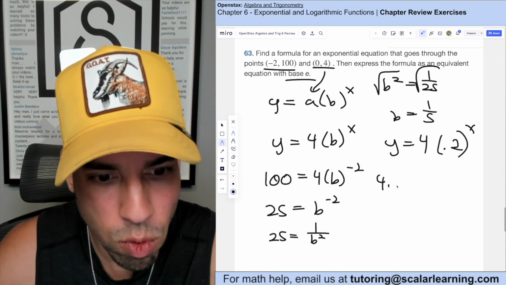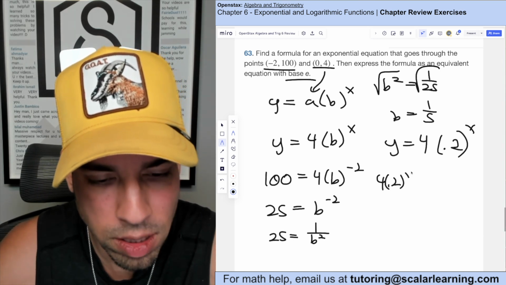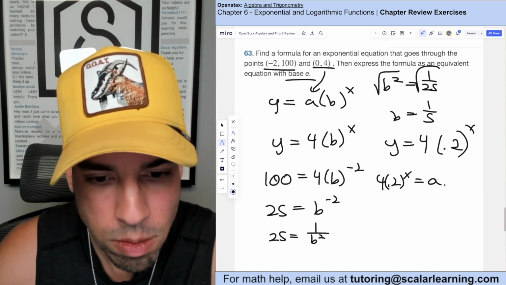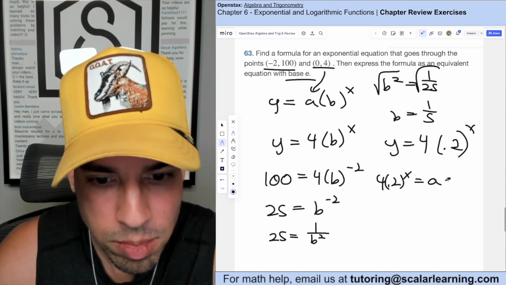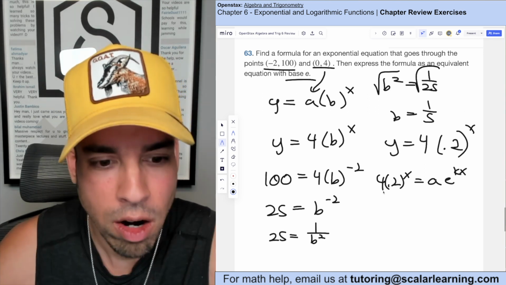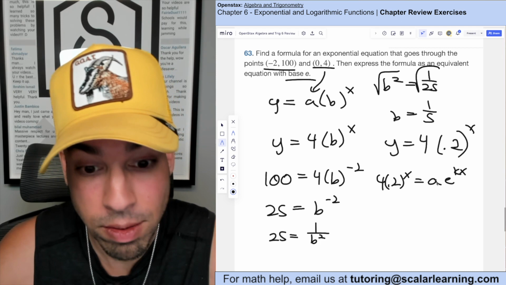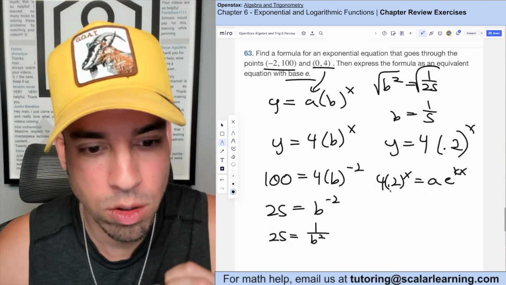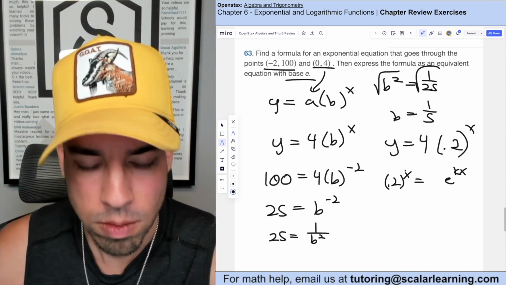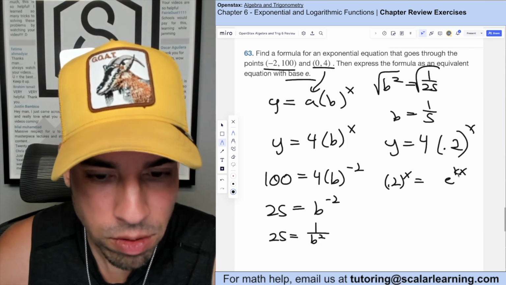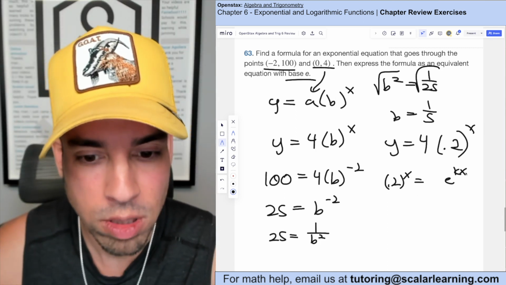So we need 4 times 0.2 to the x equal to some coefficient a times e to the kx. Now I already know that a has to be 4. That's a given, right? We're not changing that original coefficient. So a is 4. So now we're really just trying to solve for this value of k. So again, I have variables locked up in the exponent.